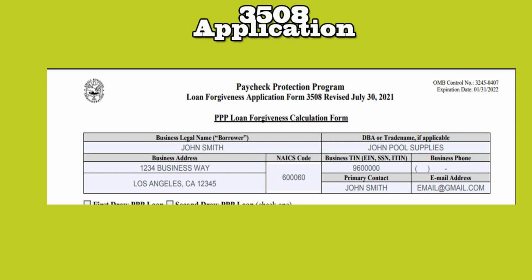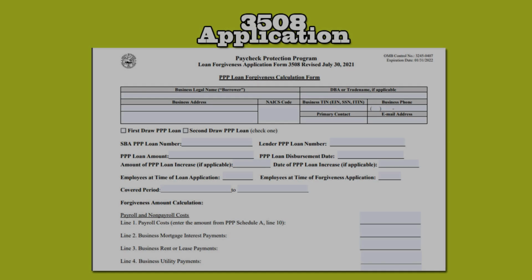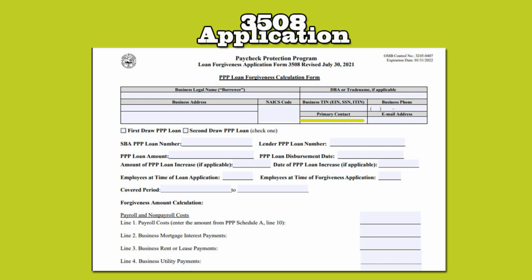Primary contact. This is most important for my corporations and LLCs, because in your business legal name, it will be your corporation's name. So your primary contact would either be your CEO or whomever is in charge of handling your 3508 form. You would also add the contact email address for your primary contact.